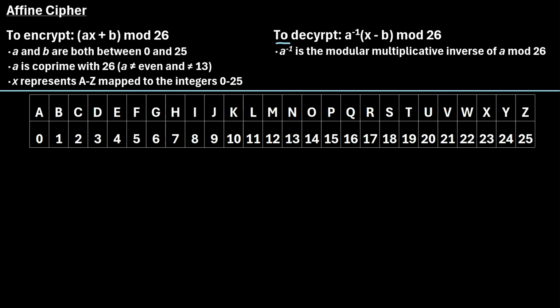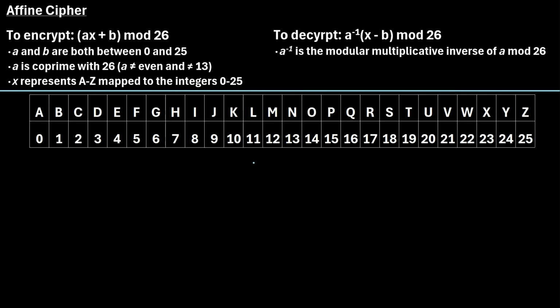And then to decrypt text using the Affine Cipher, we use this formula. a to the negative 1 multiplied by x minus b mod 26, where a to the negative 1 is the modular multiplicative inverse of a mod 26. And I'll explain what that is when we actually go through our decryption example.